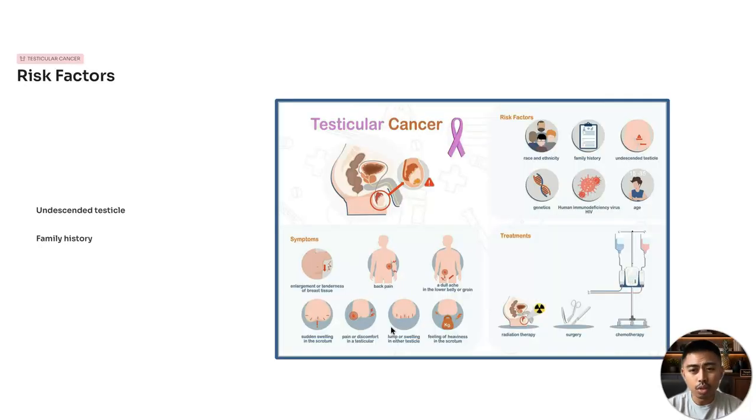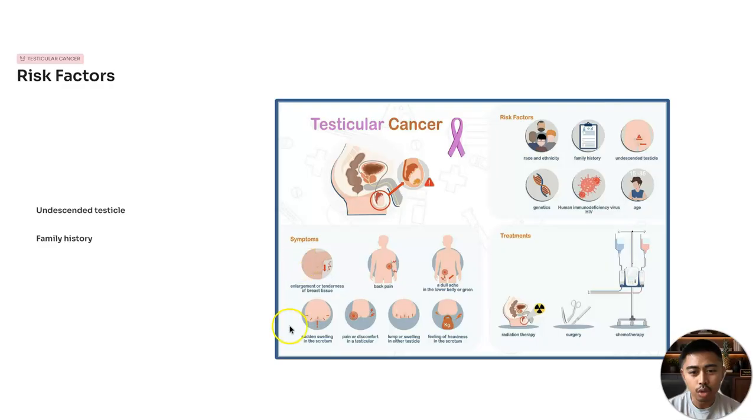Some of the risk factors include undescended testes, also called cryptorchidism, and if you have a family history of it. The highest incidence is going to be your non-Hispanic white men. The exact reason is unknown, but it's likely just related to genetic susceptibility, environmental exposures, and differences in testicular development. So overall, young white males have the highest incidence, but any male can develop it. Early detection is going to be key since it is curable, with cure rates over 95% if detected early.